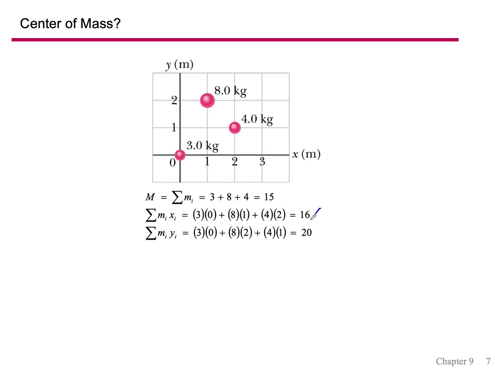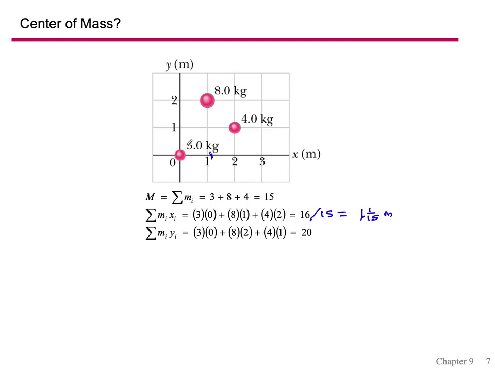Dividing that by the total mass, which in this case is 3 plus 4 is 7, plus 8 is 15, it tells us that the center of mass is, oh gracious goodness, 1 and 1/15 meters over in the x position. In other words, right about here in terms of x.